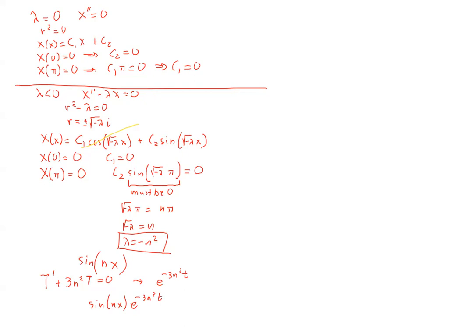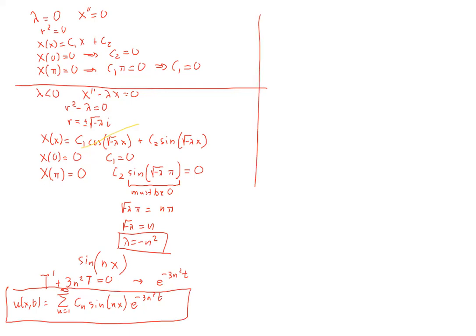These two satisfy the first two conditions. And since the first two conditions are homogeneous, you can take any linear combination of them, in particular, put any number Cn in front of them, and that will give you the most general form for the function u of x comma t. Okay. Now remember that we wanted u of x comma 0 to be pi x minus x squared.